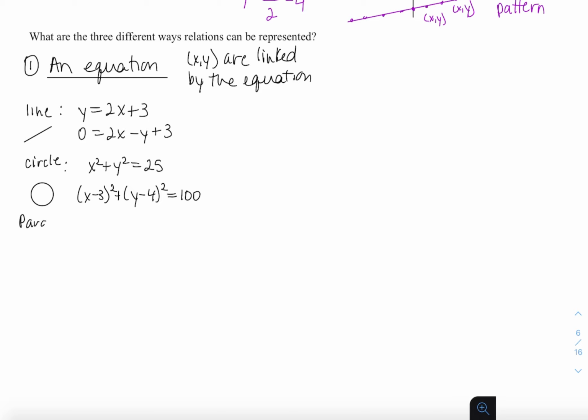Finally, I know you don't know what this is yet, but we're going to learn all about it this unit. We have this thing called a parabola. It looks like a horseshoe or a U.